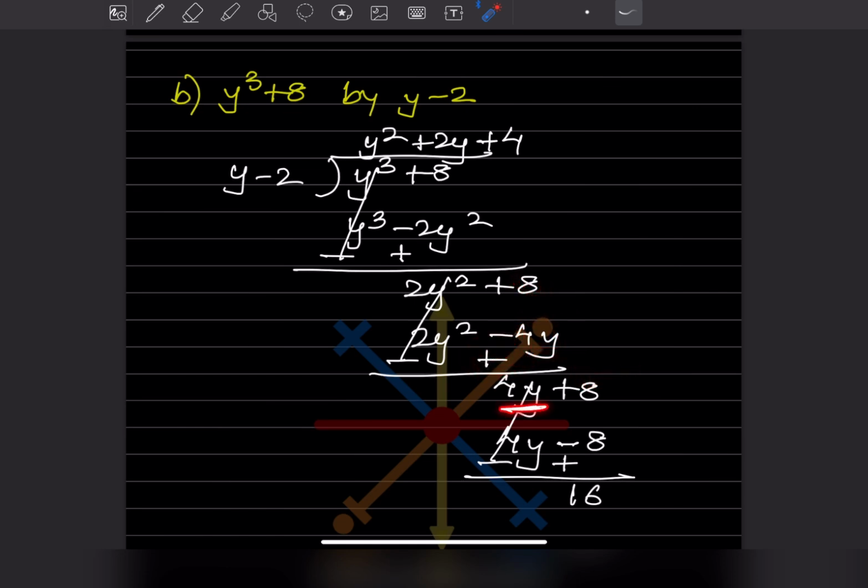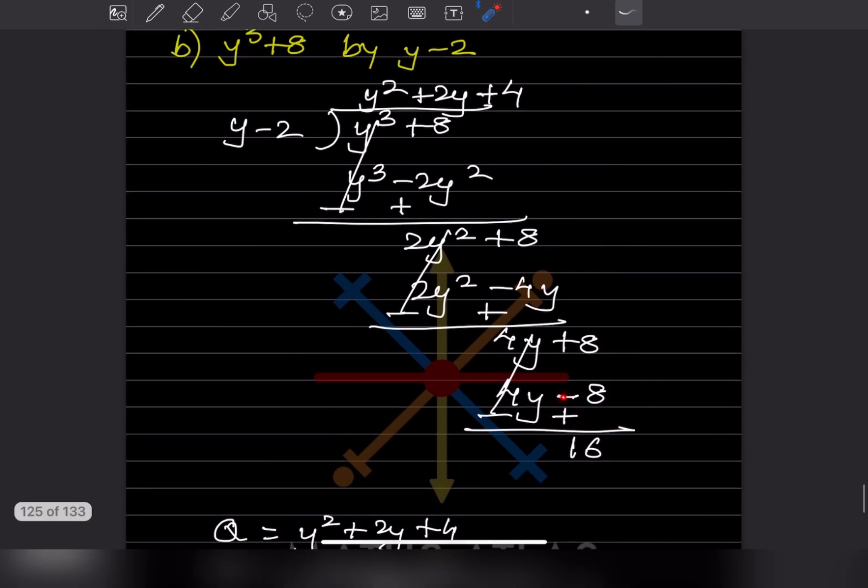Now again you are going to look at this first term. So 4y divided by y. This and this gets cancelled. So that is just going to be plus 4. So multiply and see, that will be 4y and minus 8. That is 4y minus 8. Plus becomes minus, minus becomes plus. So this and this gets cancelled. But now look at the sign here. The new sign is plus. So 8 plus 8 is going to be 16. So the remainder is 16.